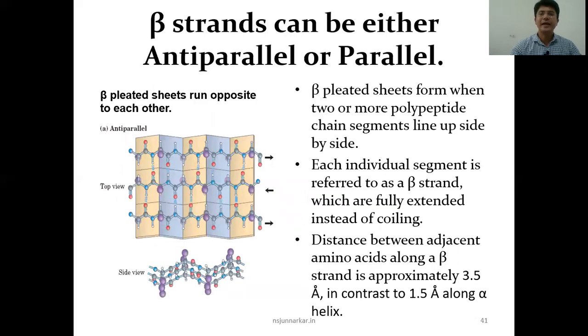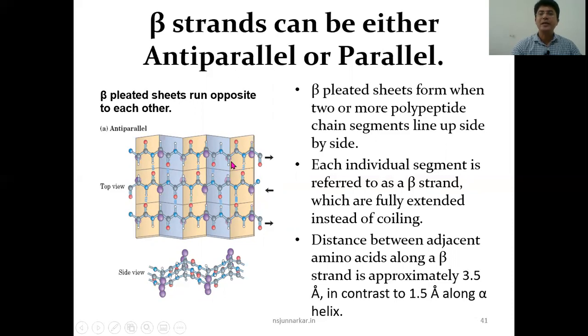Beta strands can be either parallel or anti-parallel. Here one region of the polypeptide chain gets bonded with another region or another strand of the polypeptide chain through hydrogen bonds. If the beta strands run opposite to each other, they are referred to as anti-parallel beta sheets. And if both strands run in the same direction, it is referred to as a parallel beta sheet.